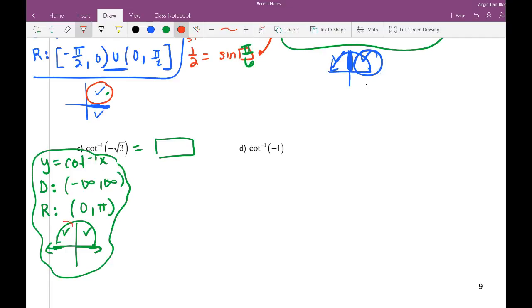Because it is a negative answer, I know it has to come from quad 2. So I know my answer is going to be bigger than pi over 2. So what I'm going to do is I'm going to rewrite. This is the output of an inverse. That means it becomes an input of my regular. This right here is the input, so it becomes the output. Okay? Cotangent of something equals negative rad 3. Keep in mind that your answer has to come from quadrant number 2.